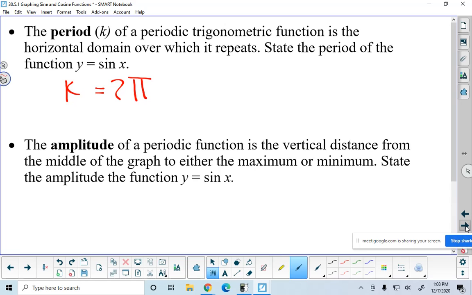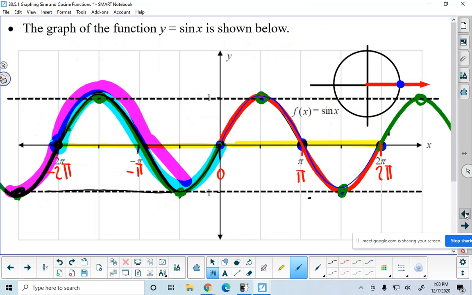In Physics 20, the period of a wave is the same as the period of this graph. And in Physics 20, the amplitude of a wave is the same as the amplitude of what we're talking about here. So this next point says the amplitude of a periodic function is the vertical distance from the middle of the graph to either the maximum or the minimum. And it is a distance.